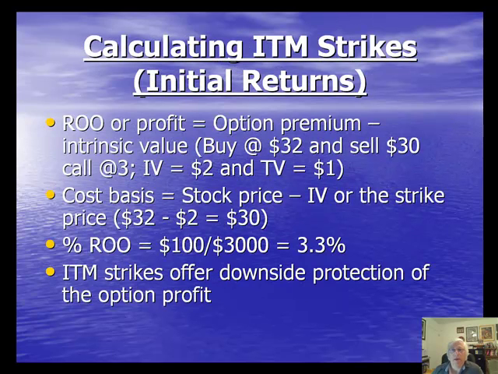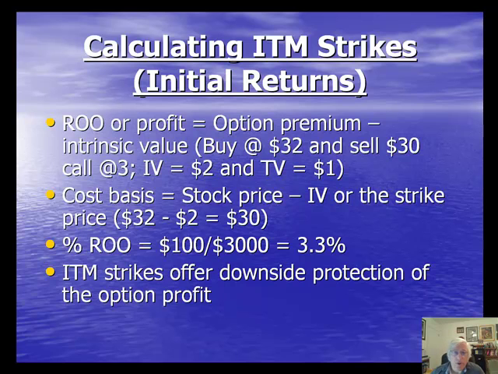Now, the formula for calculating in-the-money strikes is slightly different because it does have some intrinsic value. Our option profit, if you recall, is the option premium minus any intrinsic value. So if you buy a stock for $32 and sell the $30 call for a $3 premium, we can't consider that entire $3 premium profit because we bought a stock for $32 and agreed to sell it for $30. We're going to lose that $2 intrinsic value. We must deduct that from the $3 premium. So the time value of that $3 premium is $1, our profit.